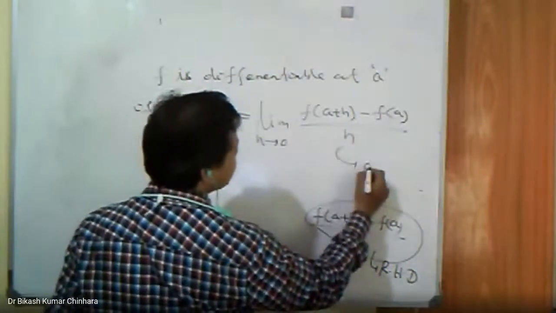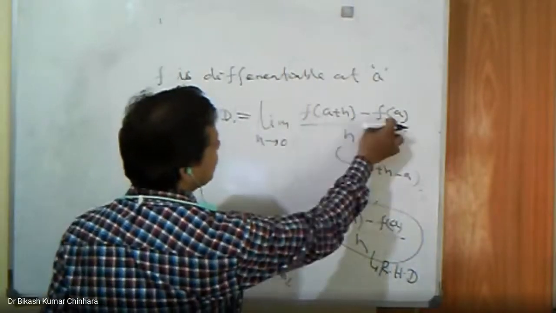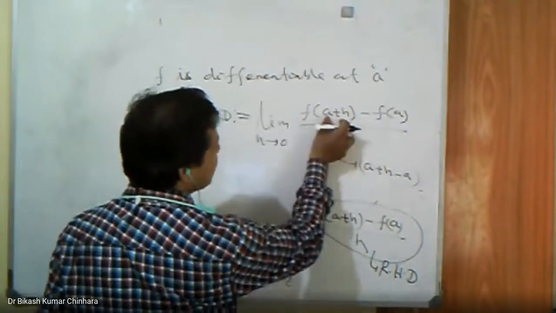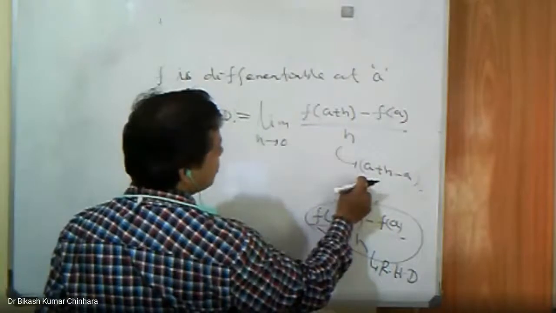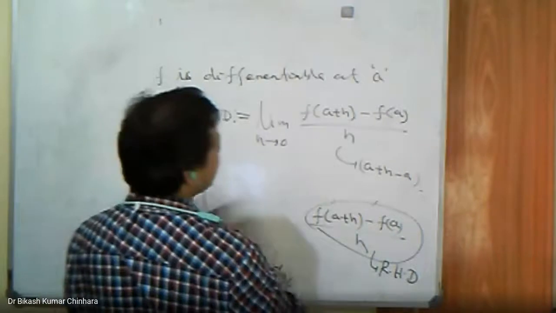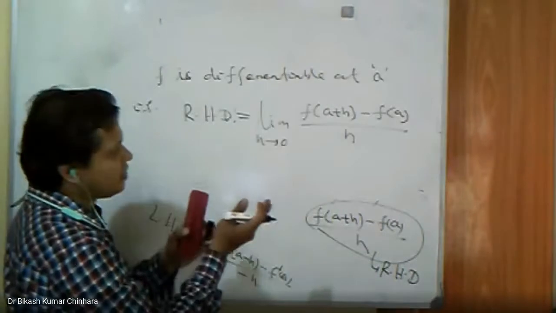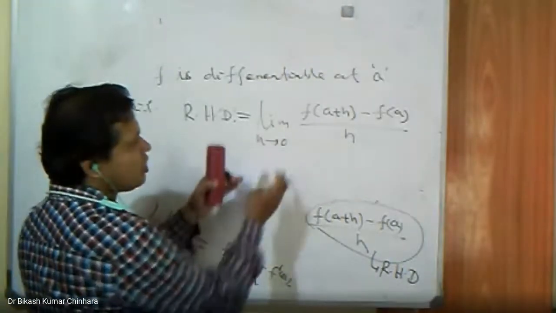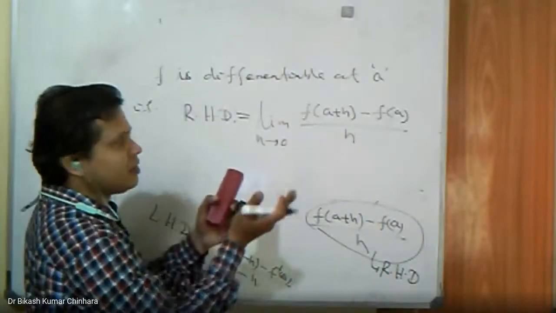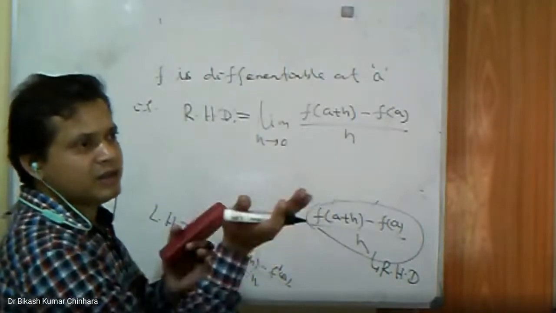h is what? h is a plus h minus a. Actually, change in y coordinate by change in x coordinate. Are you getting? So the points are a plus h and a. So you are getting like this. In the limiting case, it is representing the slope of a tangent. That means when h tends to 0, your P and Q coincide with each other. At that time, there will be no question of PQ as a separate line segment. It will be a tangent at P.